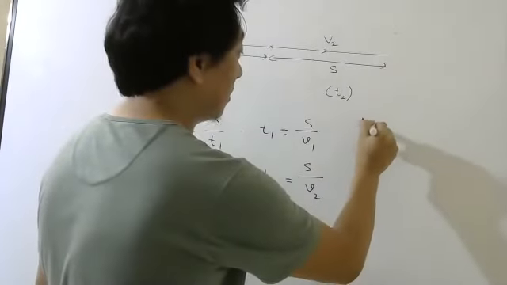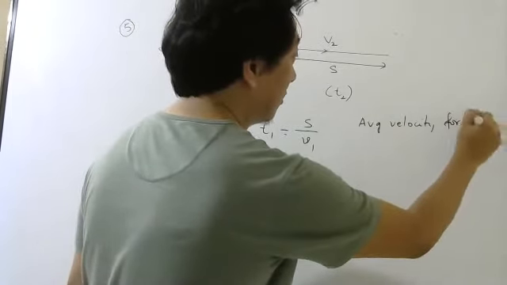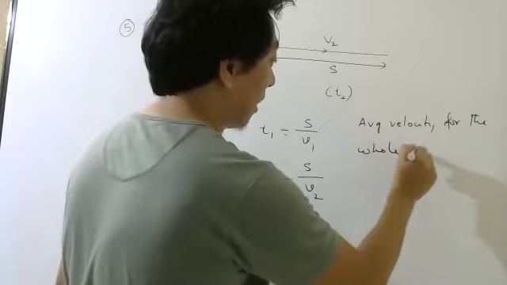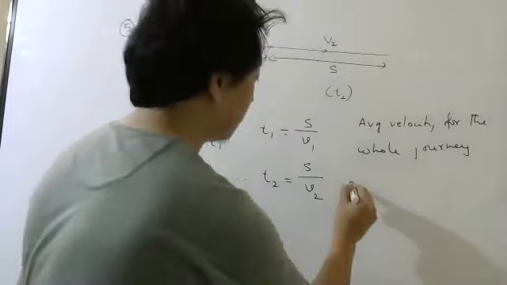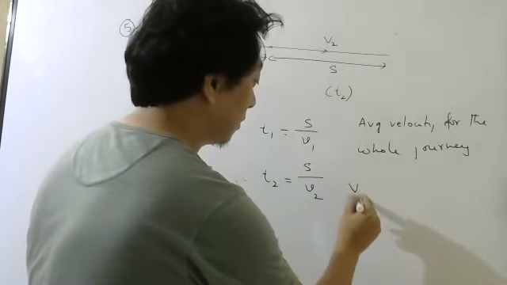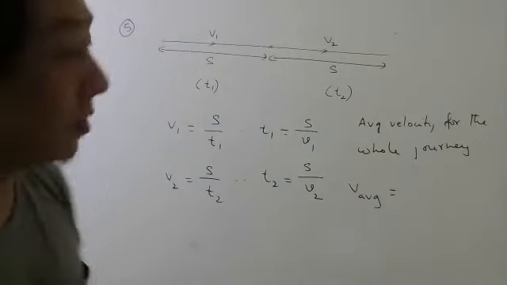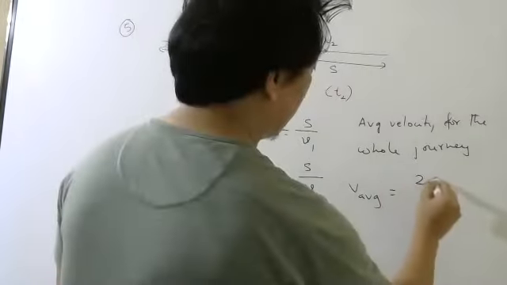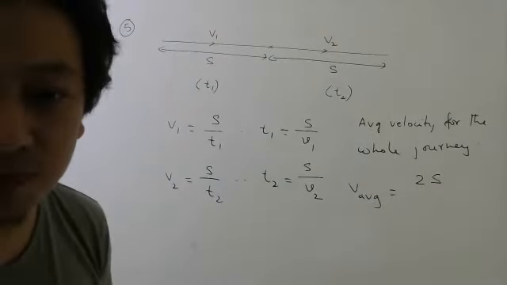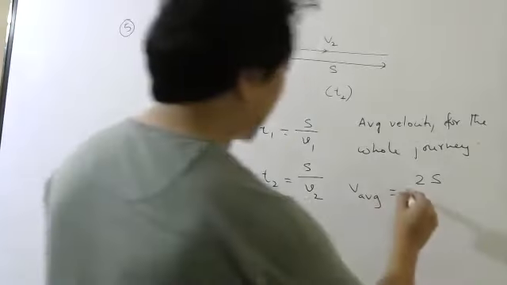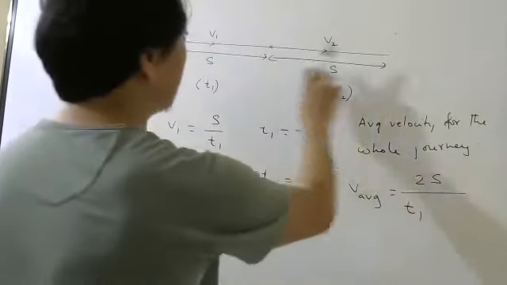Now they are asking average velocity throughout the journey from here to here. So average velocity for the whole journey, for the complete path from here to here. What is the formula for average velocity? Total displacement by total time. Total displacement is what? 2s. 2s I can write or not? S plus s. And what is the total time? From here to here, time taken is t1. From here to here, time taken is t2.